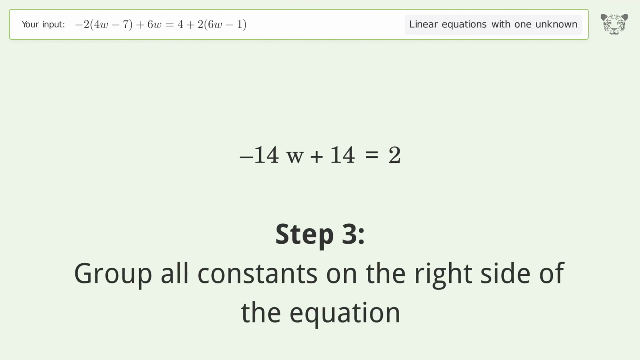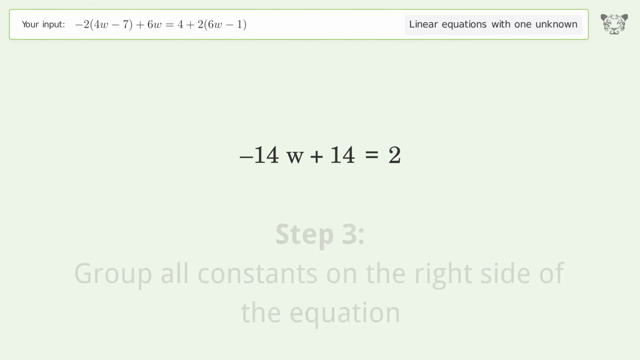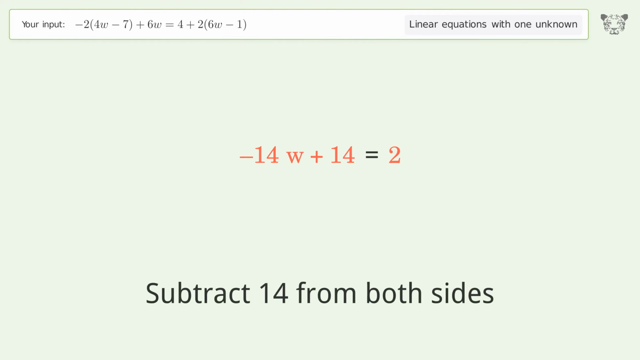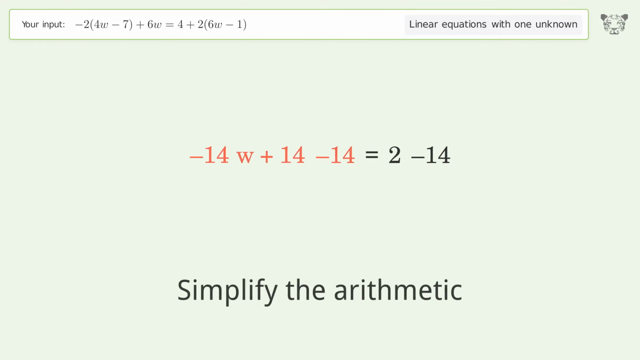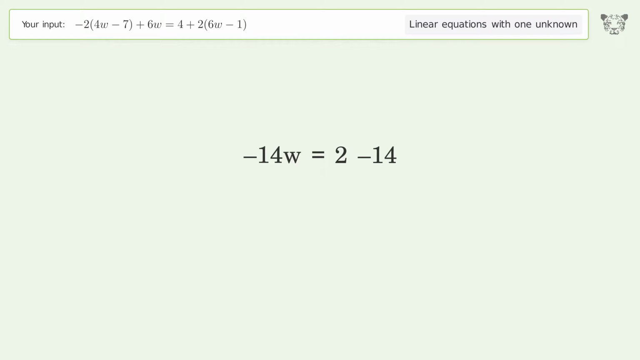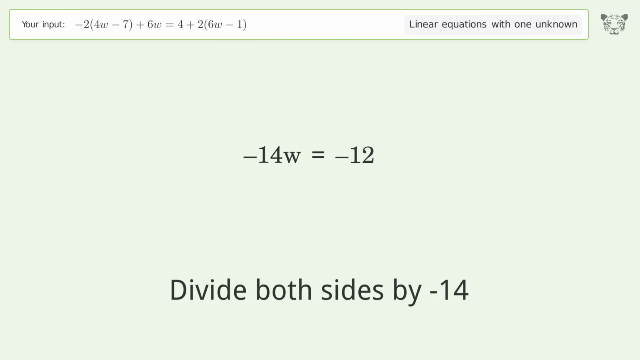Group all constants on the right side of the equation. Subtract 14 from both sides. Simplify the arithmetic. Isolate the w. Divide both sides by -14.